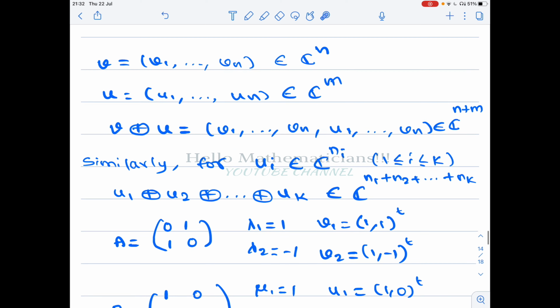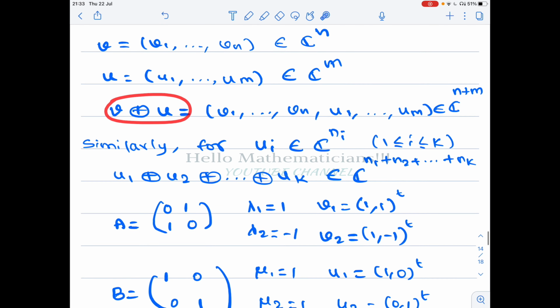We take V to be a vector in C power n and U to be a vector in C power m. Then we define the vector V direct sum U, which is equal to V1 etc. Vn, U1 etc. Um. So basically now there are n plus m coordinates, so this belongs to C power n plus m. This means a direct sum. So this is for two vectors.